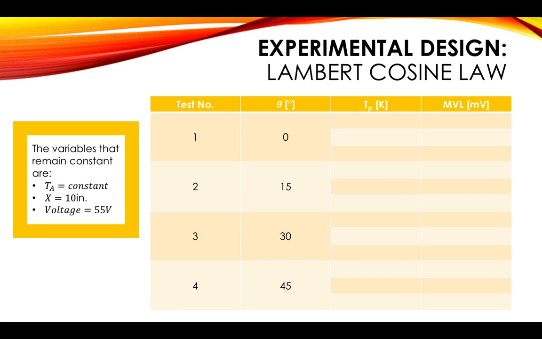We will be collecting the parameter temperature as well as the millivolts, and the variables that remain constant are the ambient temperature, how many inches the heater is away from the thermopile, which in this case will be 10 inches, as well as the voltage of the system, which will remain at 55 volts.